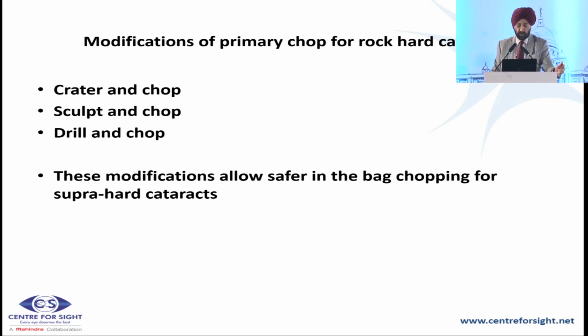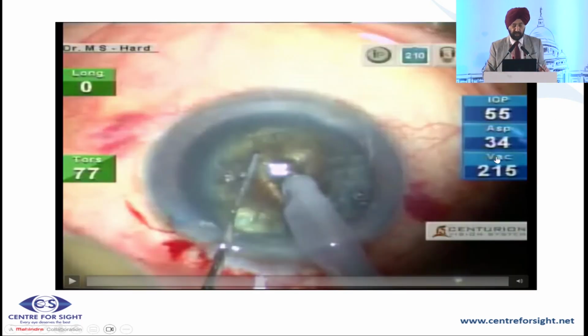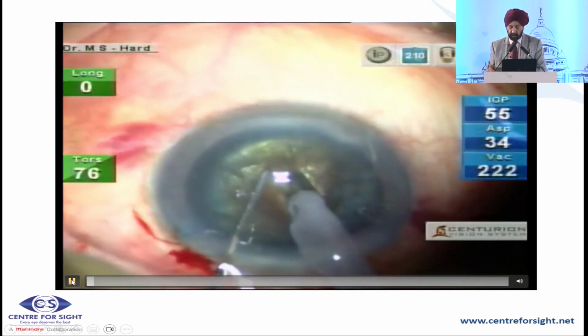So these are the modifications which allow you. Let us see. Once the Sovereign machine came, we were able to work on higher pressures, higher fluidics, these things.